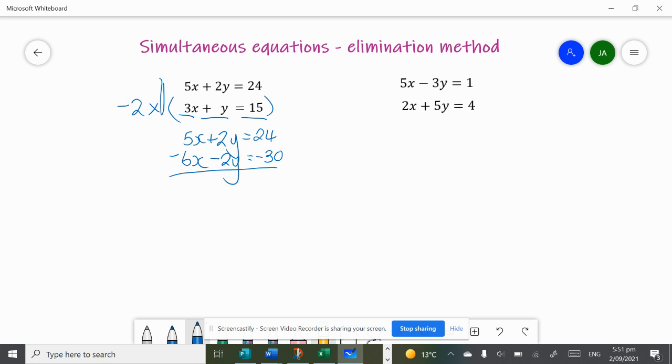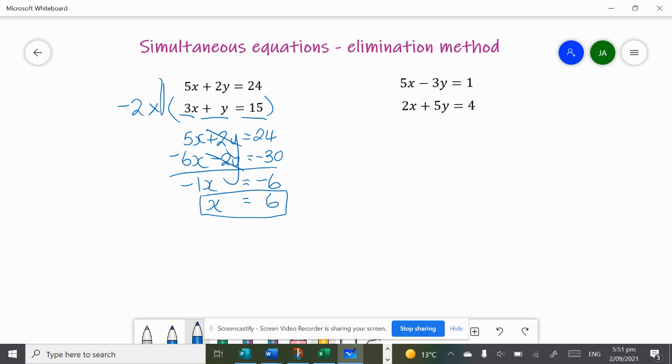Why I've multiplied it by -2 is then I can just add the two equations together, and I'll show you what happens. So 5x minus 6x is -1x. 2y minus 2y is just 0. 24 minus 30 is -6. And now we've got -1x equals -6. So divide by -1, and I'm just left with x. -6 divided by -1 is +6. And so I've got my x value.